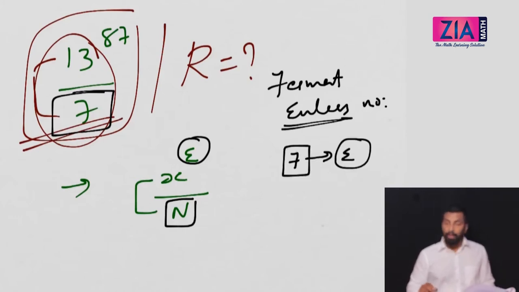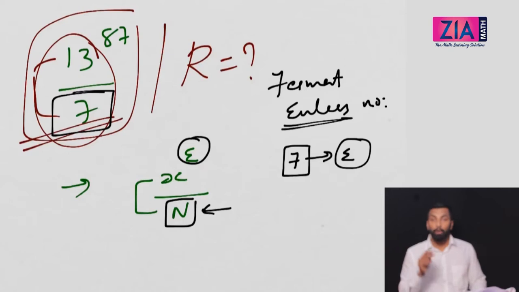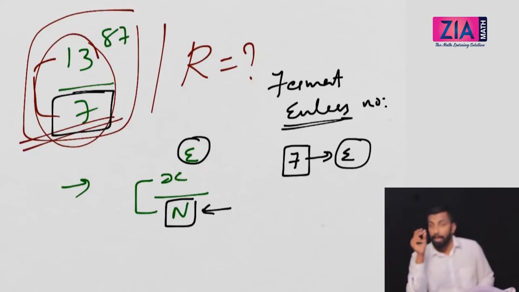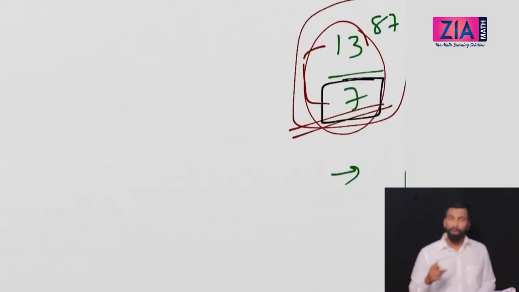Euler's number E is actually related to this number. How it is related is the number of co-primes less than that number. That means the numbers which are co-prime with that number, how many numbers are there which are less than that number. So you have 7 now, right? What are the numbers which are co-prime with 7?